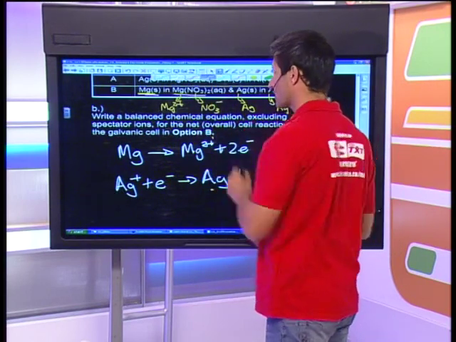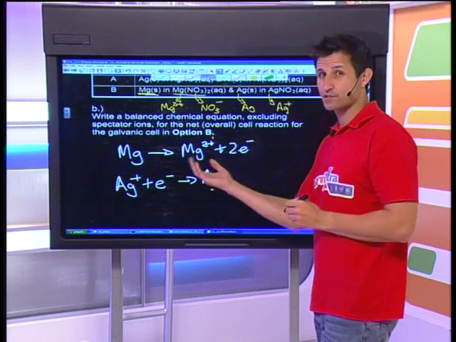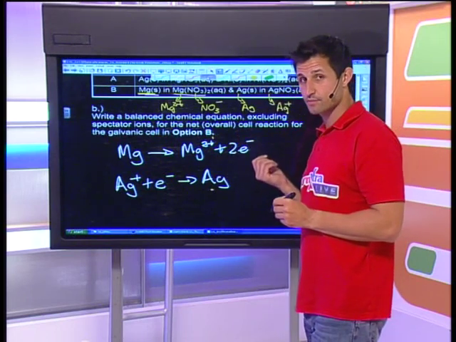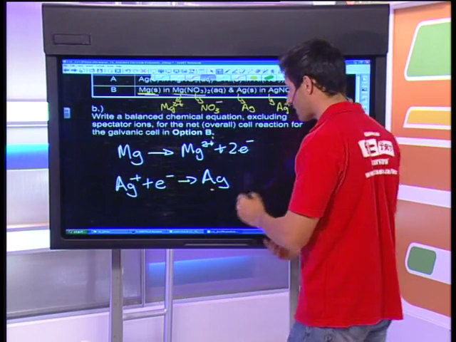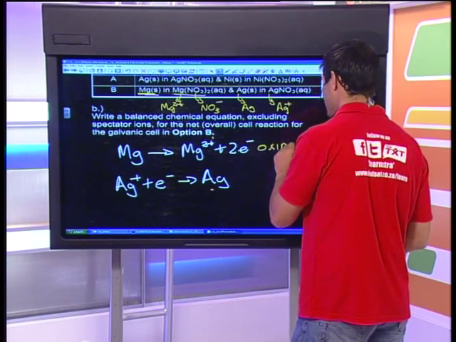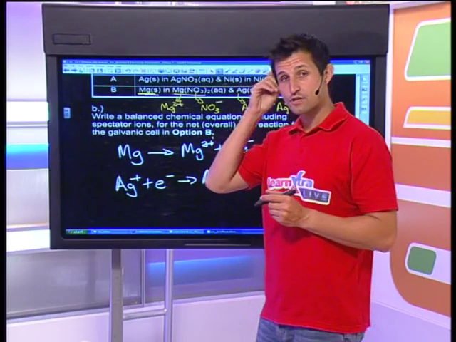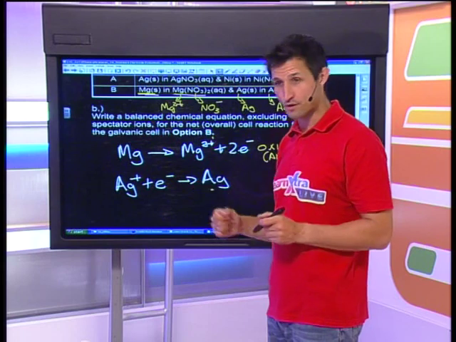So here we go. Magnesium goes to magnesium 2 plus plus 2 electrons. The electrons are coming out. Something lost them. Something gave them away. This is oxidation. And coincidentally, this is the anode. If you're asked a little bit later on which one's the anode or the cathode, this is how you tell. If the electrons come out, this is oxidation and this is the anode. So magnesium is the anode.